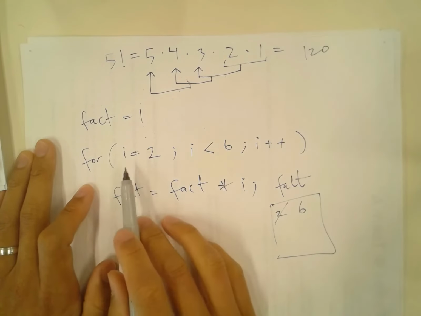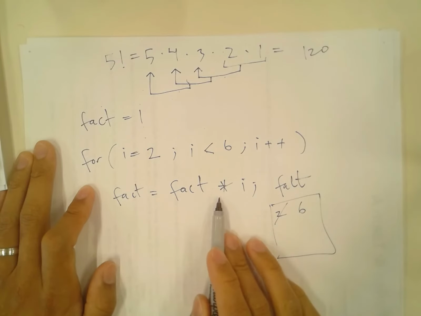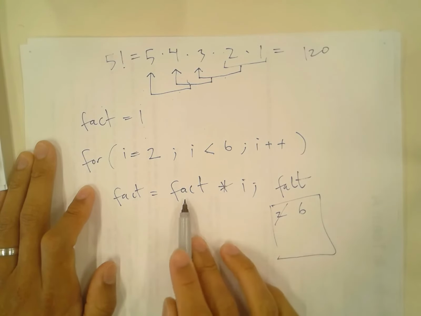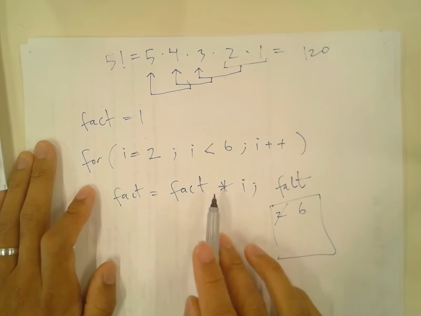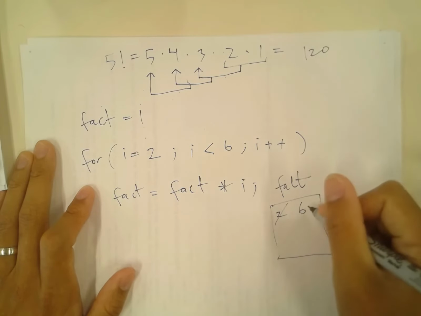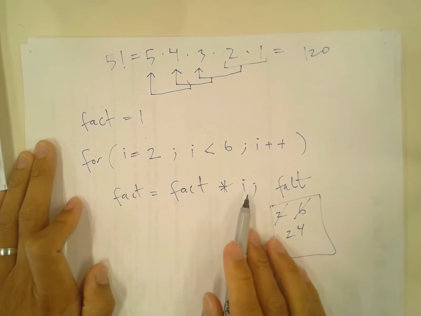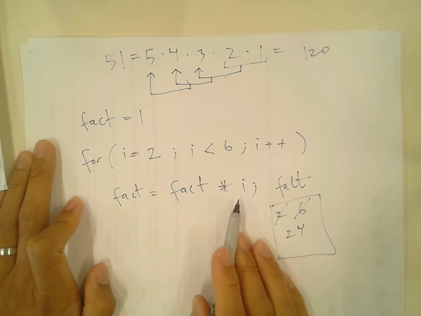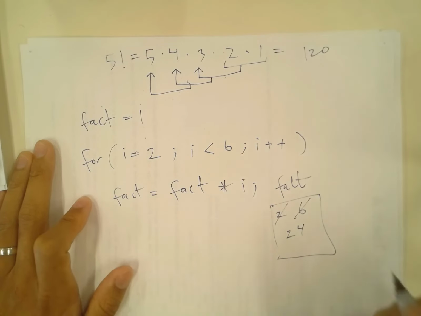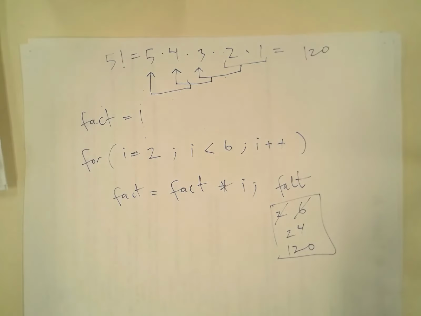And then the next iteration, fact is going to be 6, and i incremented to, I'm sorry, i incremented to 4, so it'll be 6 times 4, and 6 times 4 is 24. And then the last iteration where i is equal to 5, it'll be 24 times 5. And fact will be equal to that expression, which comes out to 120. And so voila, we're done, right?